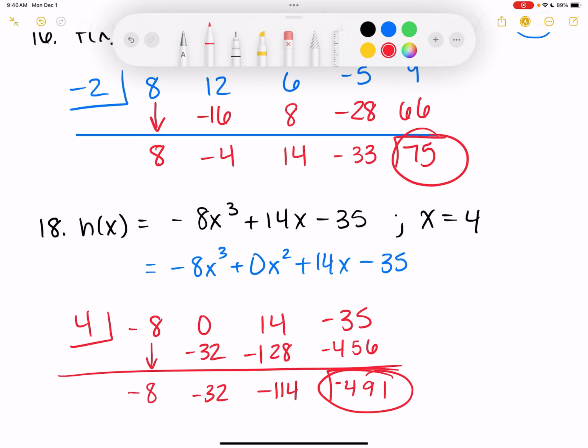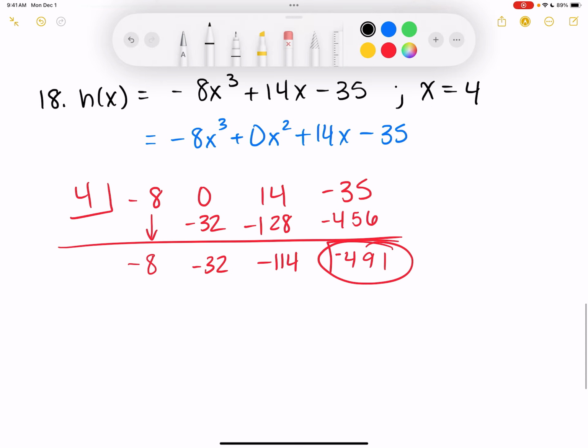Number 20. After this one, if y'all want to see another one, we can do another one. If you feel like you're good, then we'll halt.